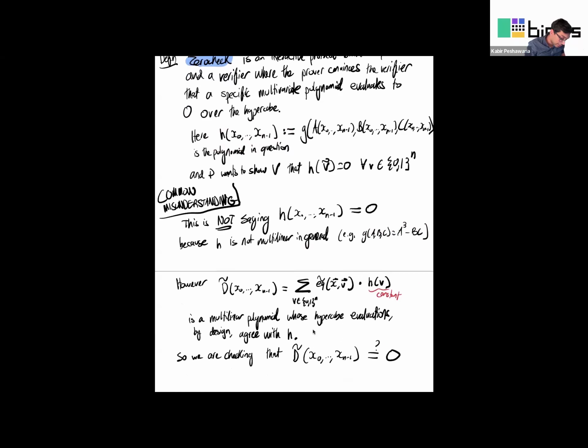However, if you look at H's evaluations over the Boolean hypercube and think about that function, there is a multilinear polynomial that agrees with those evaluations. We'll call it D tilde. And this multilinear polynomial, we can 0 test as a proxy for testing whether H was 0 everywhere over the hypercube.